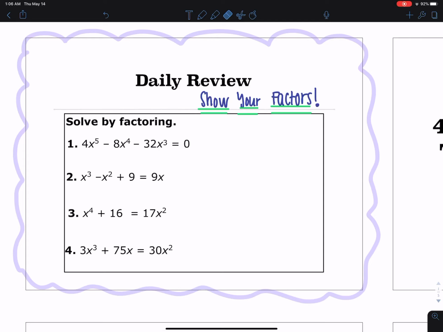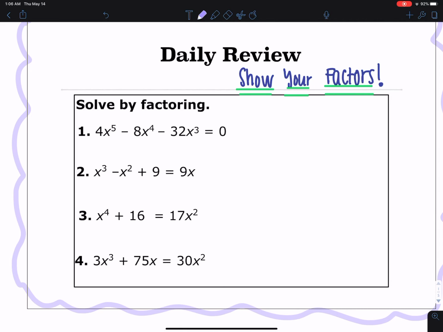Okay, so this is the last section from the chapter. This is 4-6. For the daily review, you're going to solve each equation by factoring. So with number 1, you're going to factor a GCF first. And then once you take out your GCF, you should be able to factor your trinomial that you have into 2 binomials.